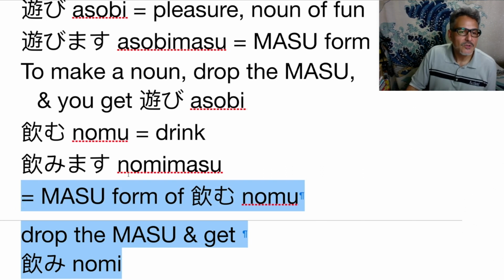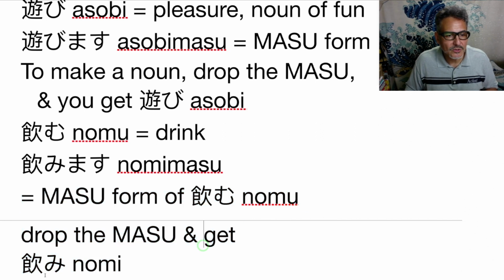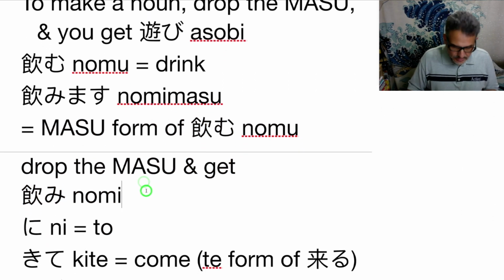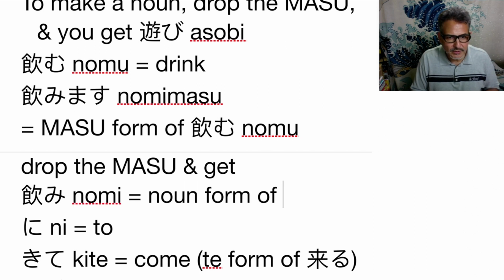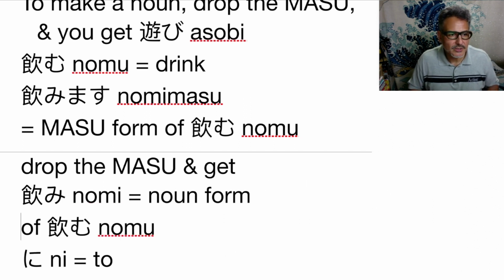Okay. So nomimasu is the mas form of nomu, right? Drop the mas and get nomi. And that's the noun form of nomu, which is akin to drinking. And make sure you can see this. I'll just drop that there.